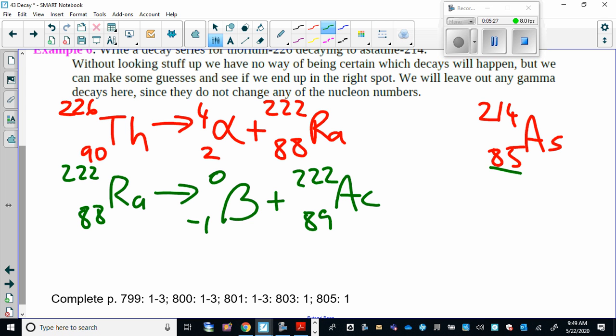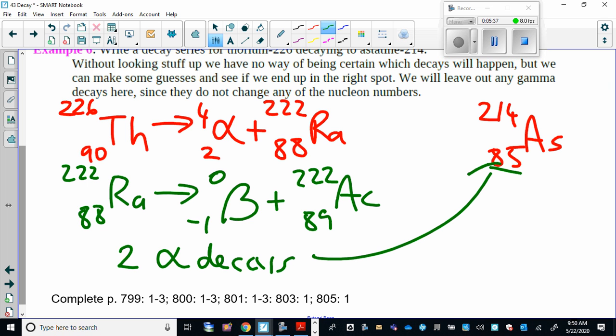From this point, I don't think I need to do the rest. I could now do two alpha decays, and I will eventually get to an 85 right there. The moral of this example is that you can use a variety of methods. You could have done a beta positive and two alphas, or in this example, we end up doing 3 alpha decays and a beta negative. And you can do them in any order you want.